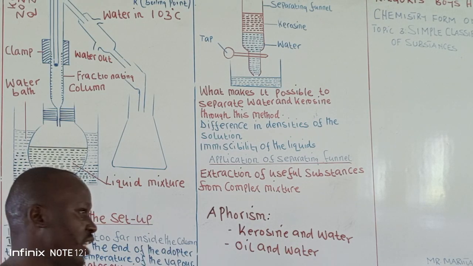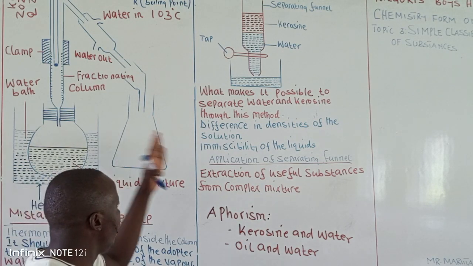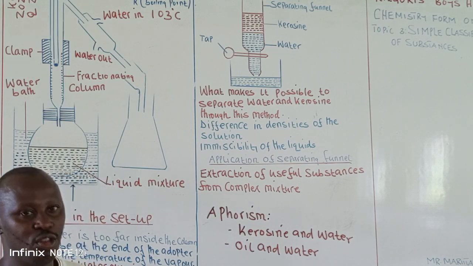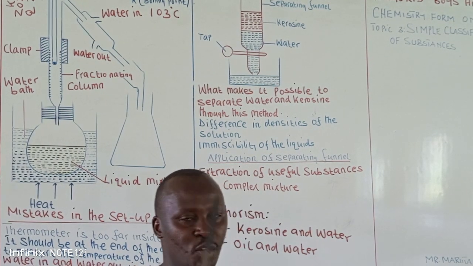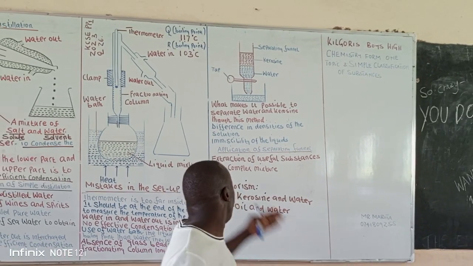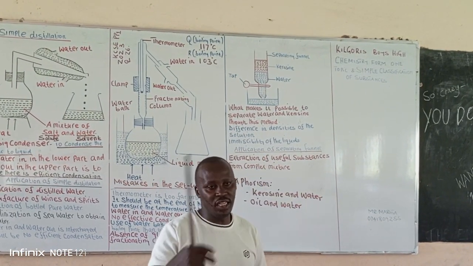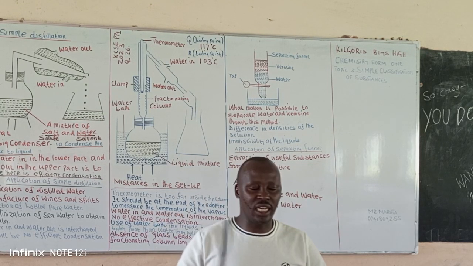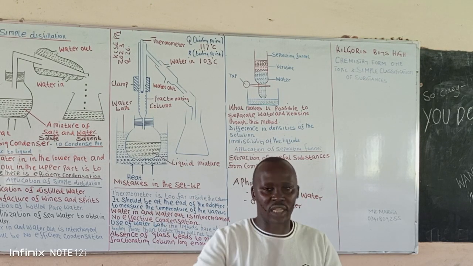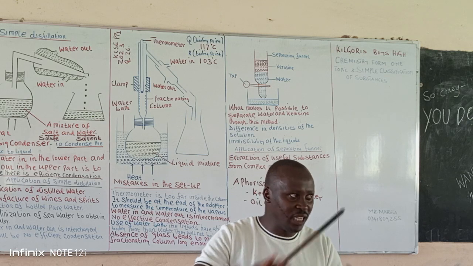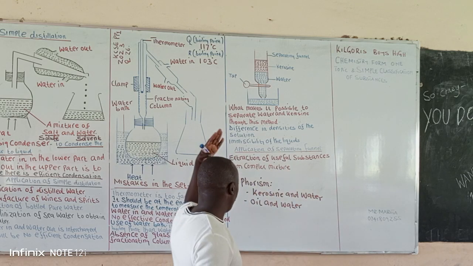It is possible because there is a difference in the densities of the liquids. Water and kerosene normally have different densities. Then also you can talk about immiscibility of the liquids. Immiscibility of the liquids means that water and kerosene do not mix, they form two layers, therefore they can be easily separated.